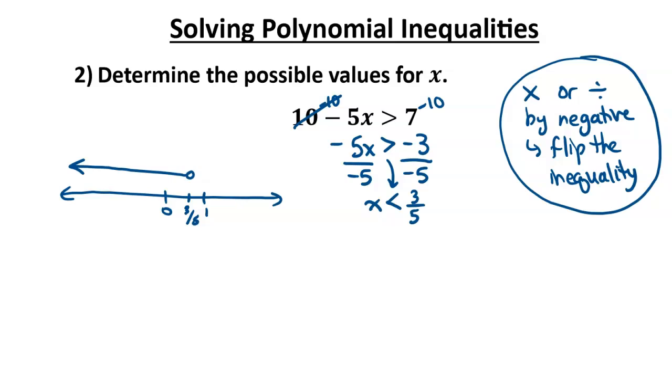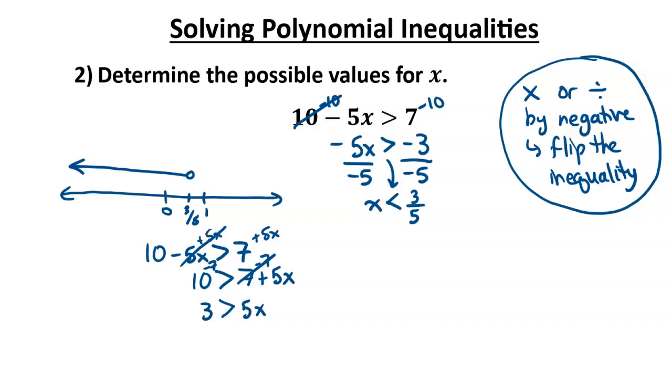Now, I want you to see another way we could have solved this so that you can see why we actually have to flip the inequality. Because the other thing I could have done, instead of subtracting 10 from both sides, when I had that original inequality, I could have brought the 5x to the right. If I were to add that to both sides, I would get 10 is greater than 7 plus 5x. Now I would subtract 7 from both sides, and I get 3 is greater than 5x. And now if I divide by 5, I get x is less than 3 over 5.